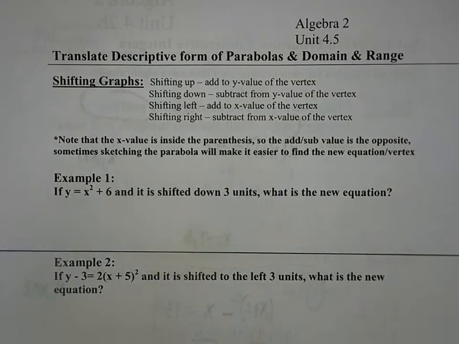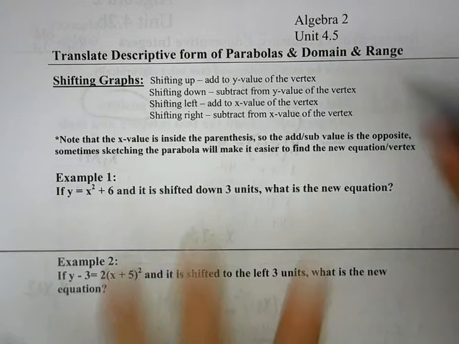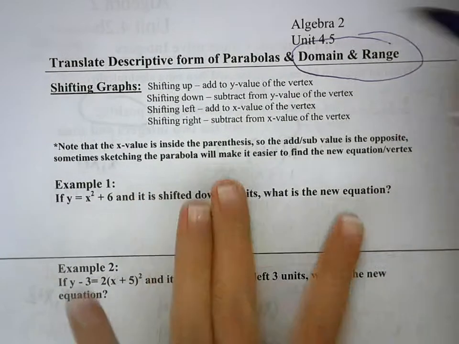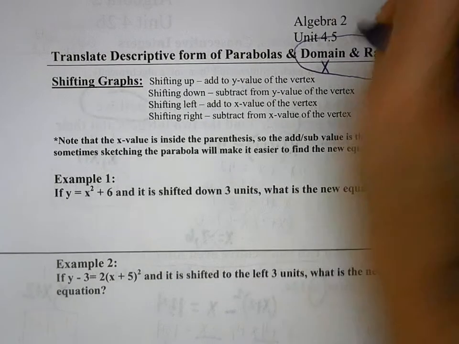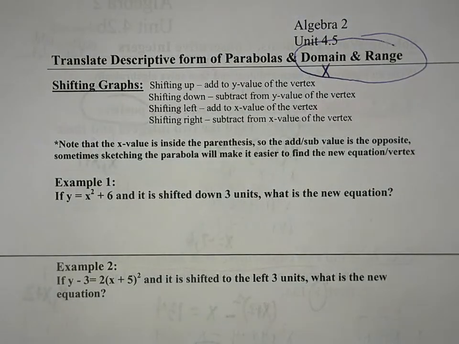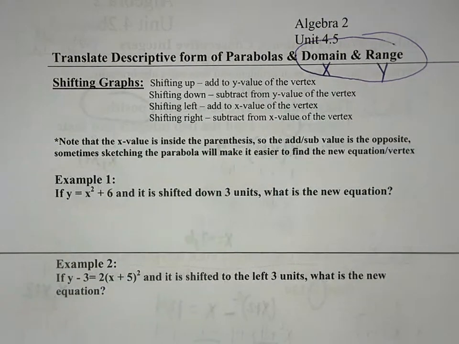Today we are talking about translating the descriptive form of parabolas and then also domain and range. We're going to stop here for one second with domain and range. Who remembers what domain and range is? Okay, you are exactly correct. So domain is dealing with your x values and your distance of x values, how you were talking about, and your range is dealing with your y values and how many y values there are.